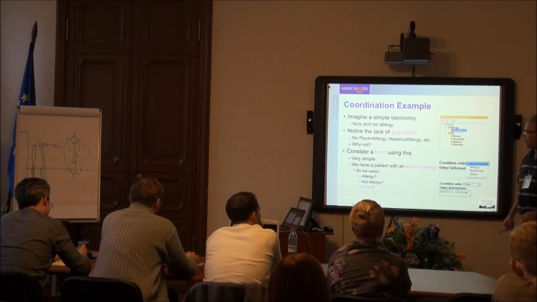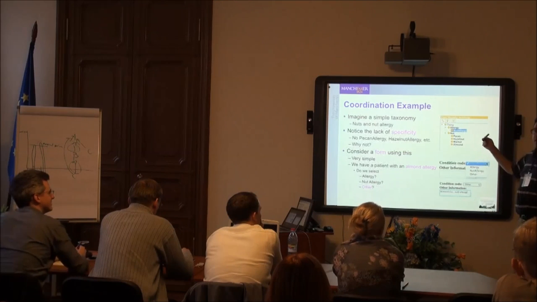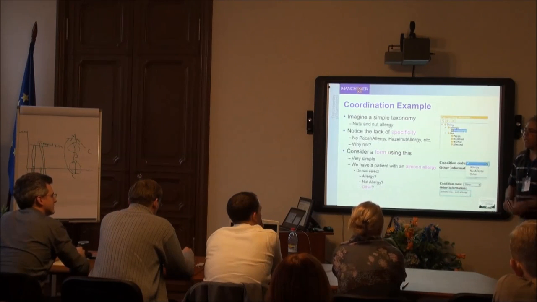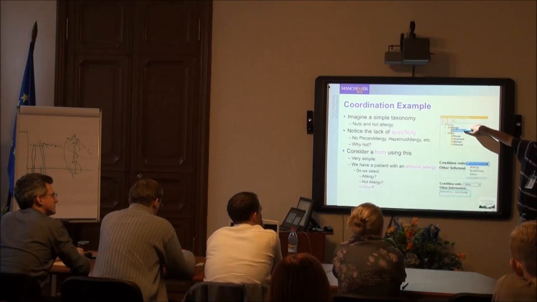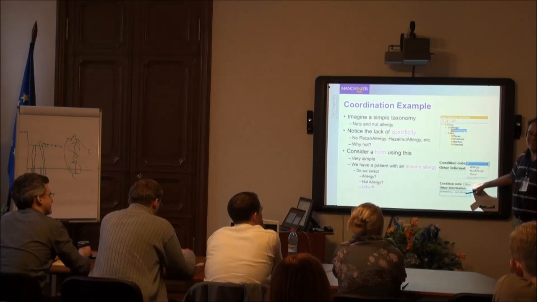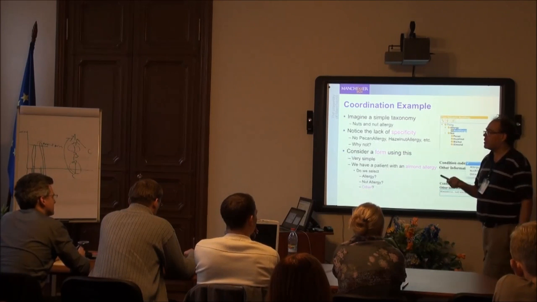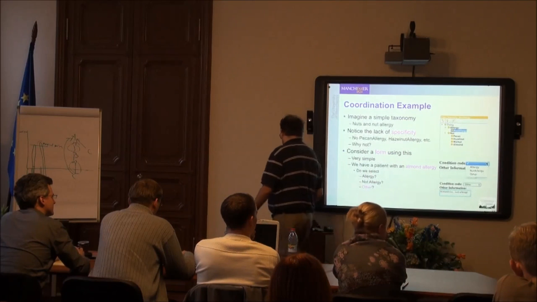This essentially destroys the value of our terminology, because we don't end up with consistently coded records. We don't even end up with consistently coded records for nut allergy, because people will put in other, because it's not just a nut allergy, it's something else, it's the almond allergy. So even if you include this text form, you'll get things that are not particularly helpful.